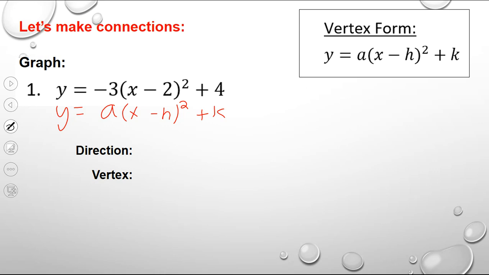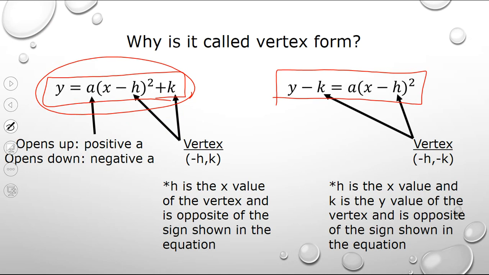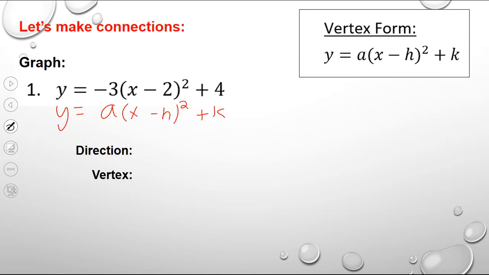Now, the direction, which way does this open? Remember, the a value tells us which direction it opens. If it's positive, it opens up. If it's negative, it opens down. So my a value is negative 3. Since it's negative, this opens down. Now I need h and k for my vertex.